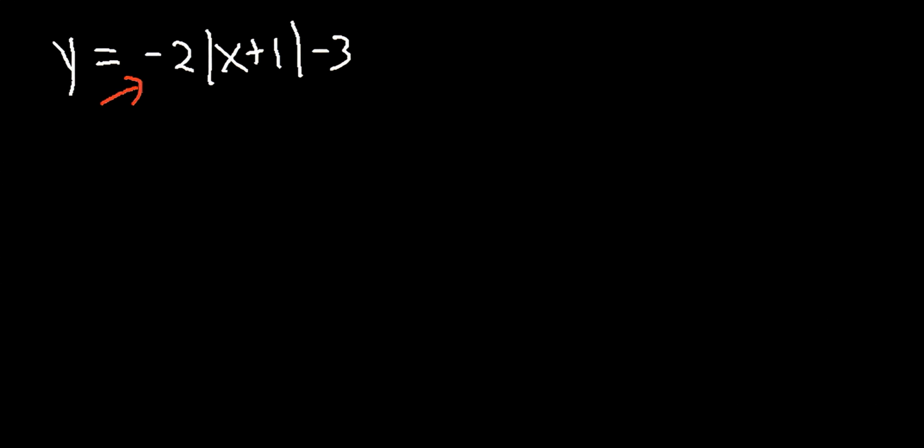But now let's say we have y is equal to -2 times the absolute value of x plus 1, minus 3. Now the fact that it's negative on the outside means that it's going to open downward instead of upward. And the fact that we see a 2, the slope is now 2 instead of 1. So as we move 1 to the right, it's going to go down 2. And the slope is constant. It's always going to be 2.